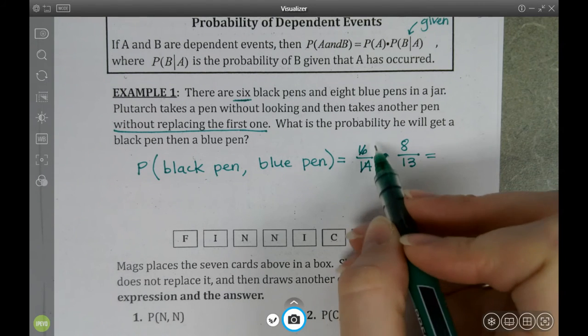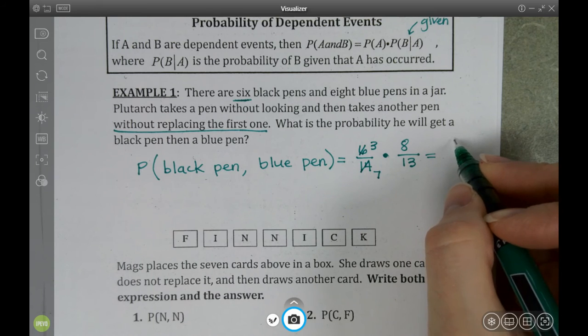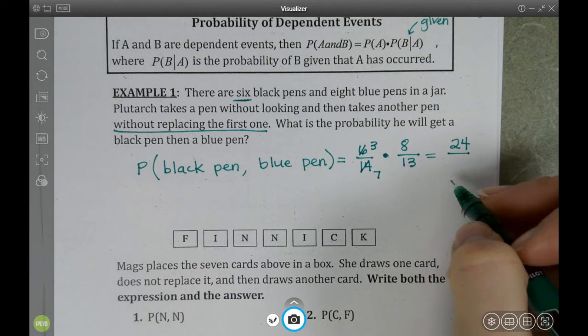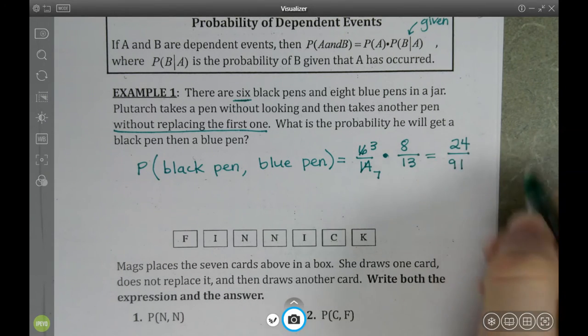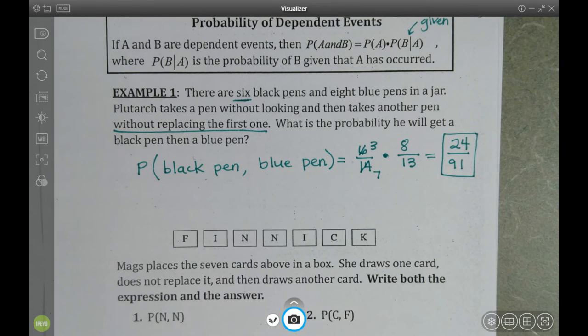These are both divisible by 2. So 3 times 8 is 24. 7 times 13 is 91. So the probability that the first pen is black and the second pen is blue is 24 out of 91.